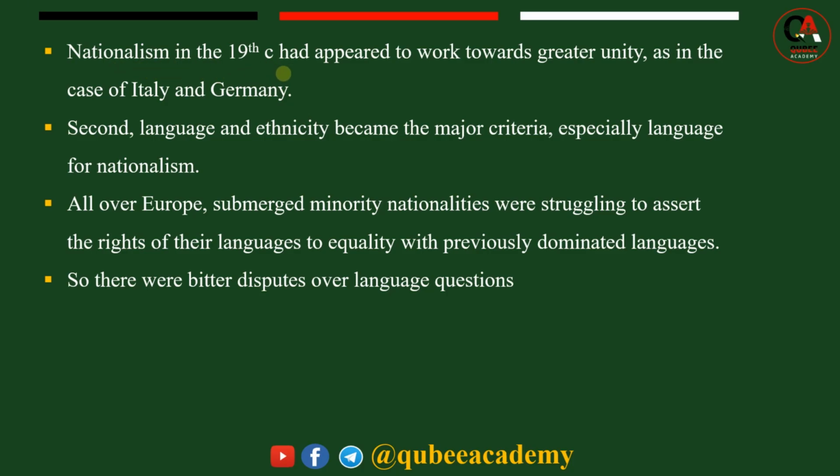So where did nationalism lead in this kind of process? It played a great role in the unity of countries such as Germany and Italy. So it was also changing this character to national movement, which led to the unity of small states, especially in the case of Italy and Germany. The second way, nationalism also changed its character during that era. It focused on language and ethnicity, which became the major criteria, especially language, for nationalism.